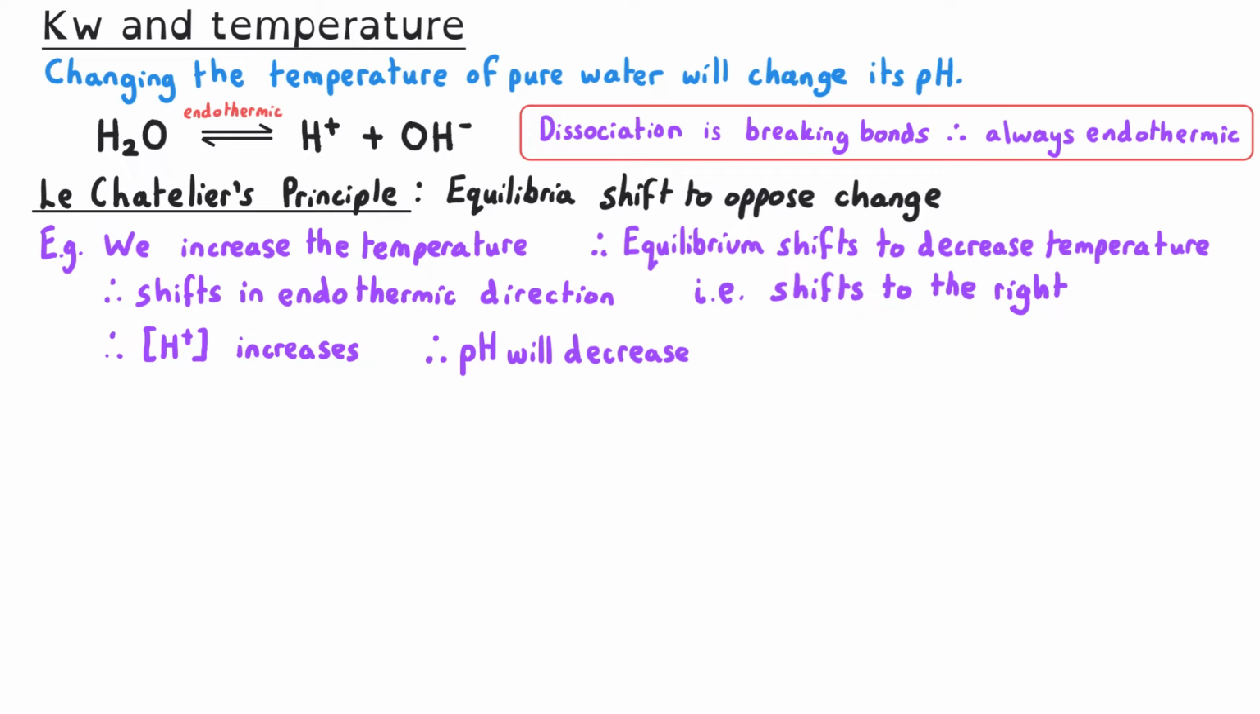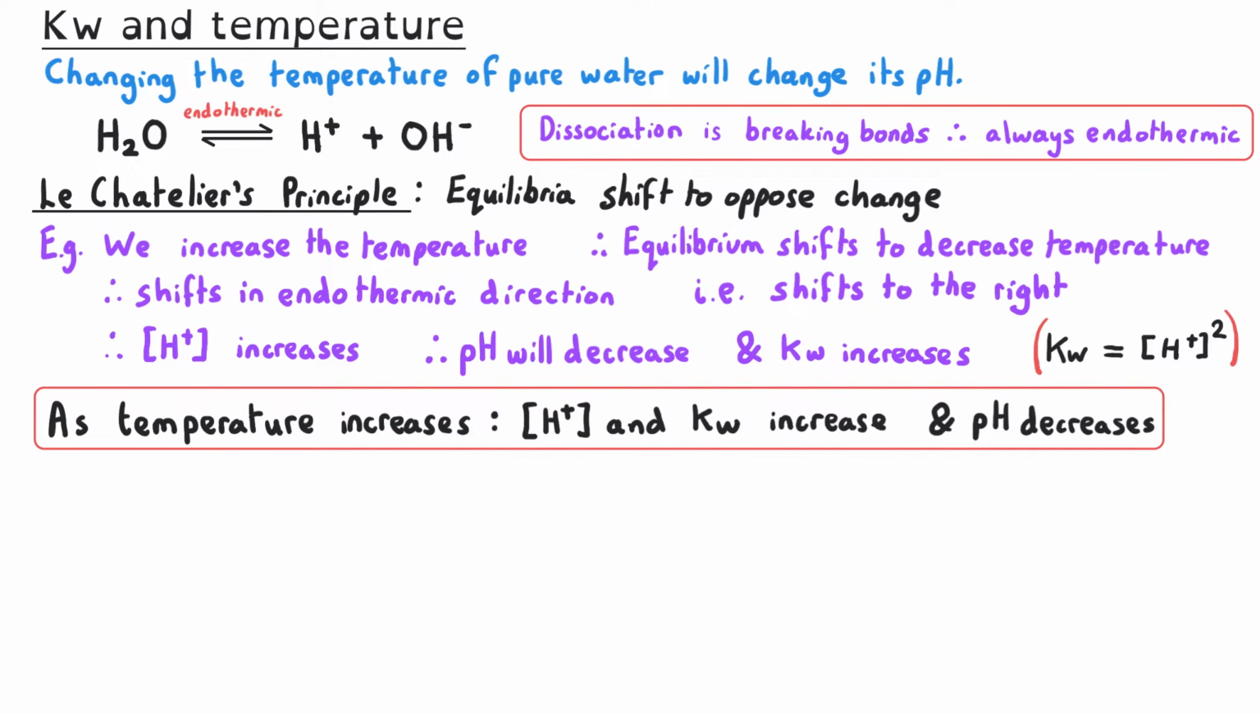It will also have an effect on Kw, since Kw is the product of hydrogen ions multiplied by hydroxide ions, or for pure water, Kw is H plus squared. If the hydrogen ion concentration increases, Kw must increase as well. And so what we can say is that as temperature increases, pH will decrease, and so the pH will be less than 7 if the temperature is greater than 298 Kelvin, and Kw will be greater than 1 times 10 to the minus 14 as well.